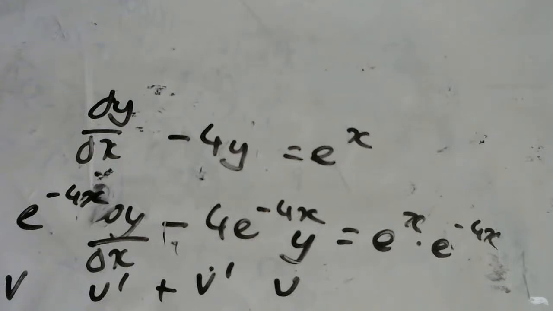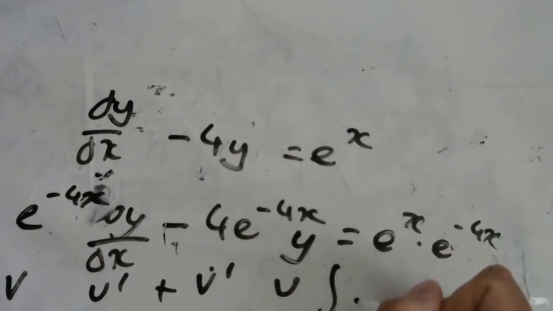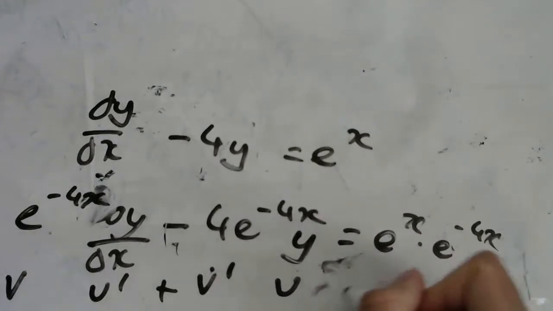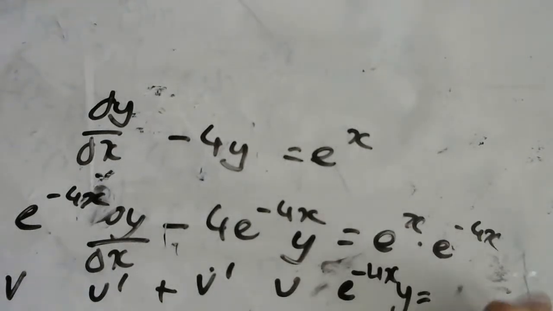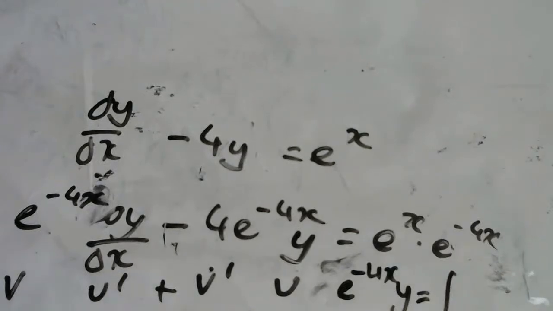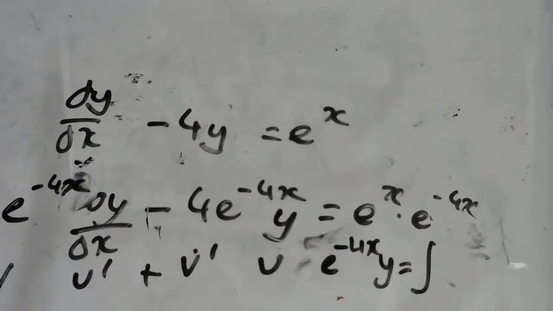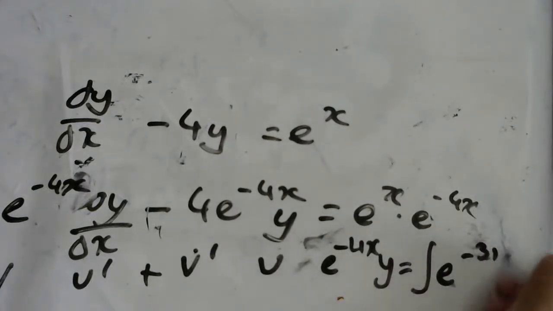And then we can start writing: e to the minus 4x y is equal to the integral. And if you collect like terms on the exponentials from before, then you've got e to the x times e to the minus 4x. That gives you e to the minus 3x. All right?